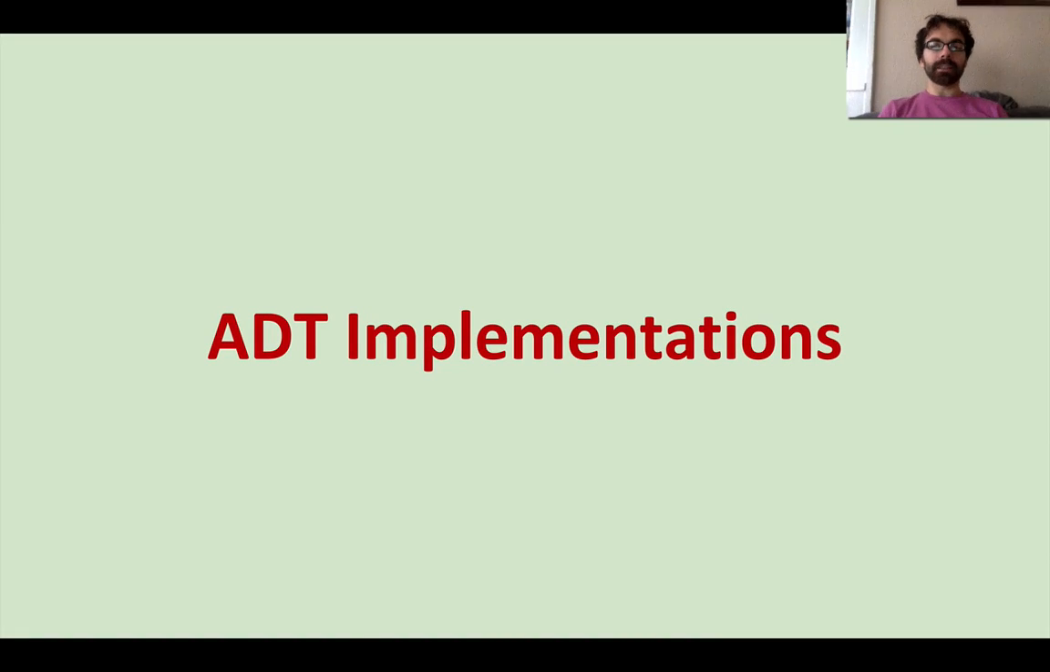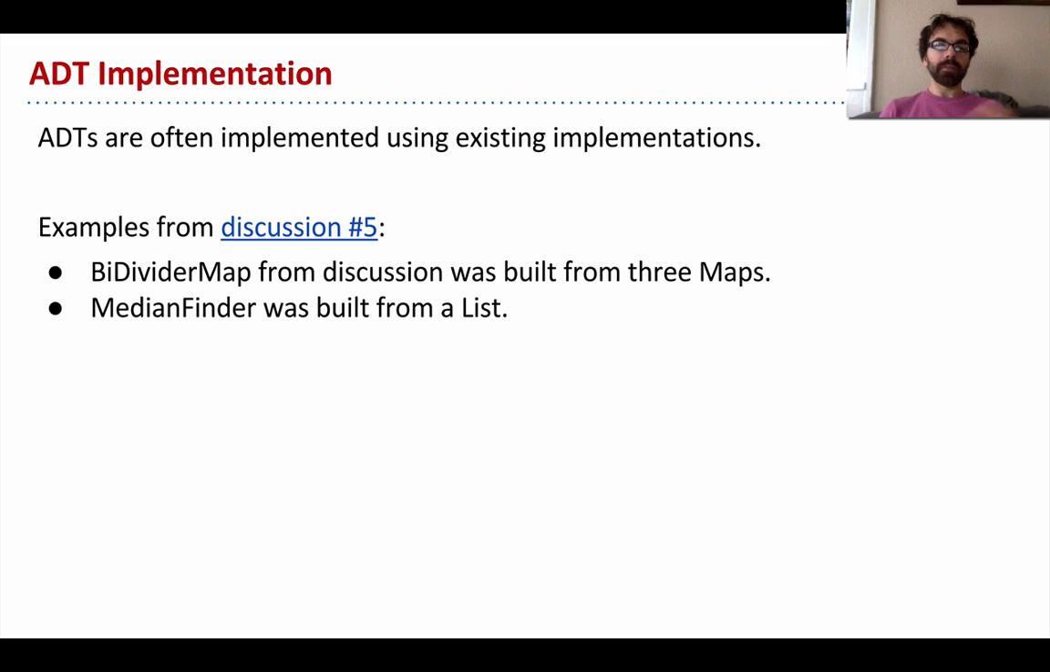There are many types of classes out there you might implement. And one very special type of class that you'll implement is an abstract data type. Right? So not everything is an abstract data type. Like editor, for example, that's not. But things like, from discussion 5, the by-divider map or the median finder, those are classic examples of what one might call an abstract data type.